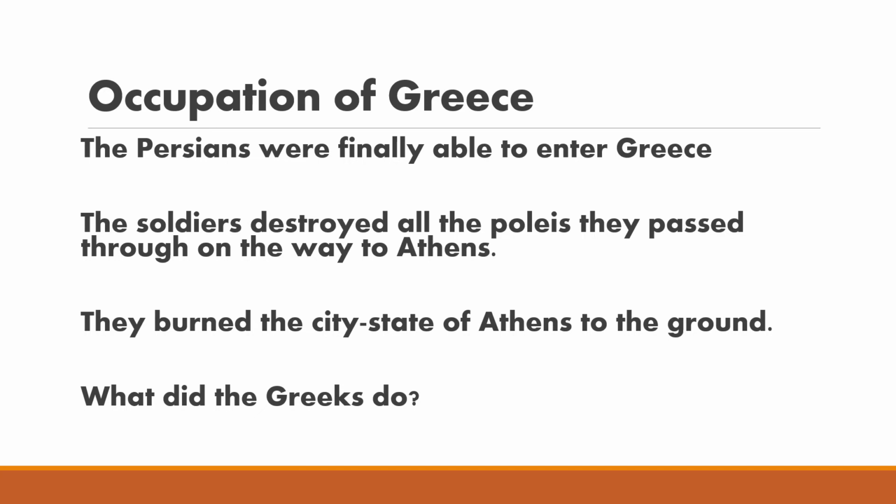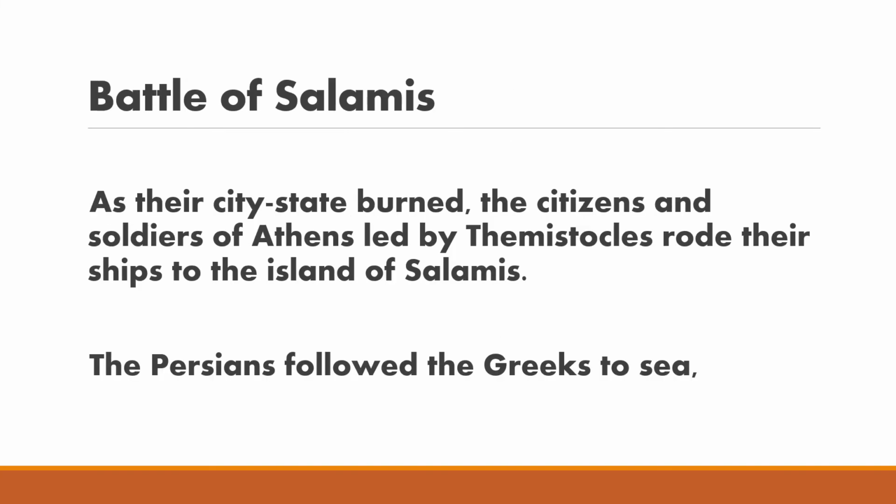After that, what do you think the Greeks did? As their city-state burned, the citizens and soldiers of Athens, led by Themistocles, rowed their ships to the island of Salamis. The Persians followed the Greeks to sea, and thus began the Battle of Salamis.